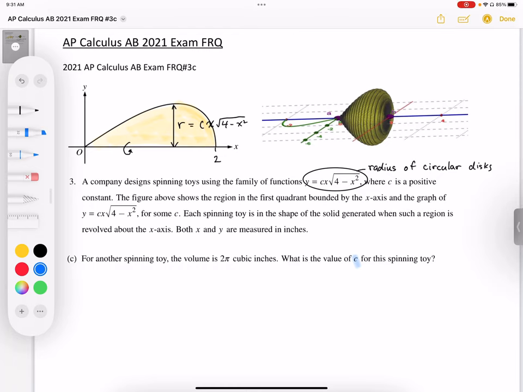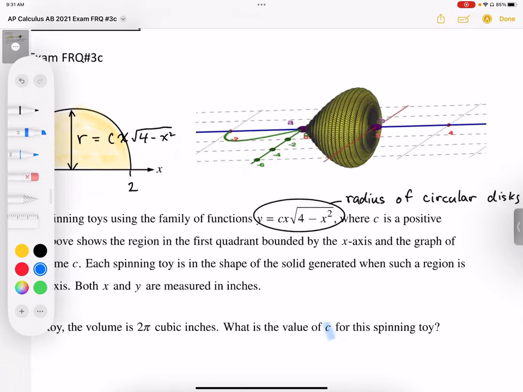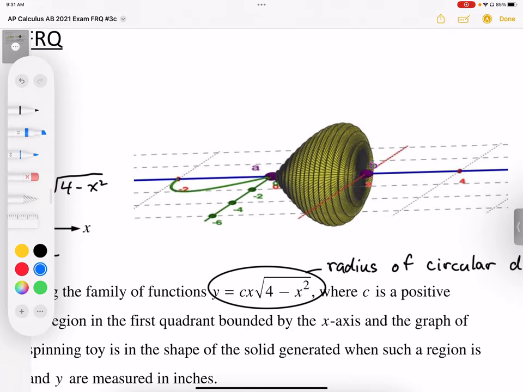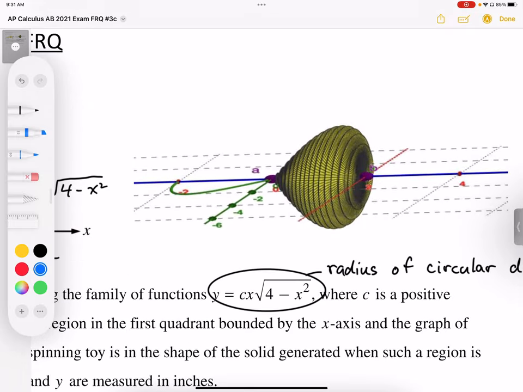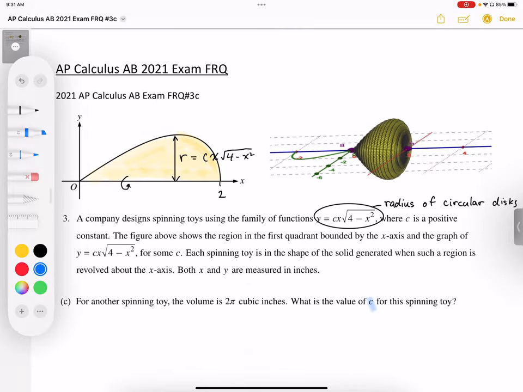Question number 3C. It says, for another spinning toy, the volume is 2 pi cubic inches. And what is the value of c for this spinning toy? So what's going to happen is we're going to take this area and spin it, and we're going to generate some solid that looks kind of like this. Okay, so this is what the spinning toy is going to look like.